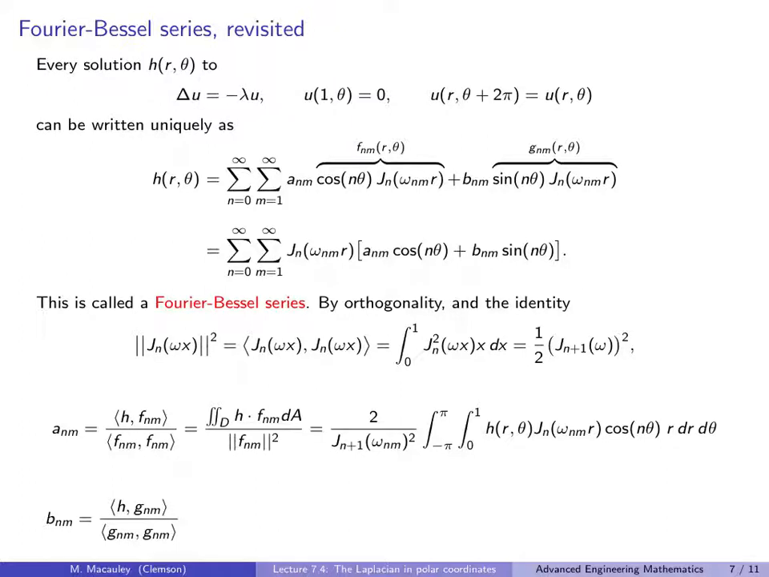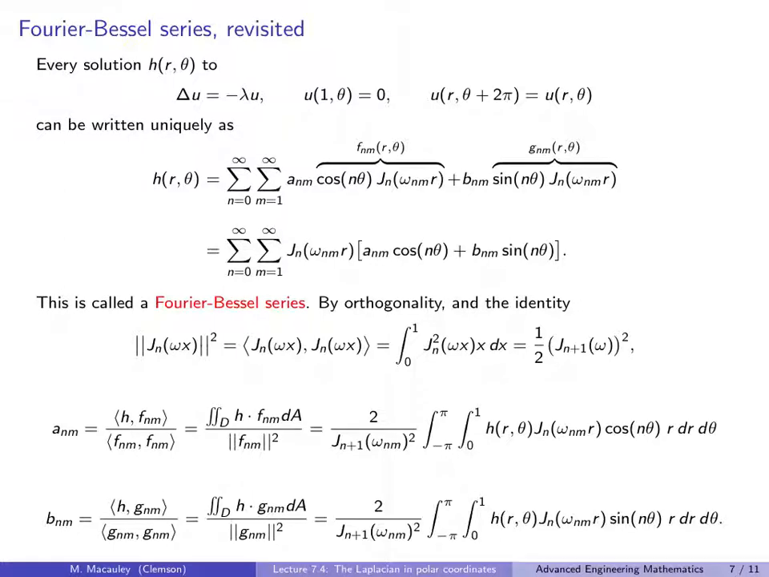Similarly, b_nm is the same thing. It just replaced these f_nm's with the g_nm's. So you get a similar quotient, and you end up getting a similar formula. You just have sines instead of cosines.